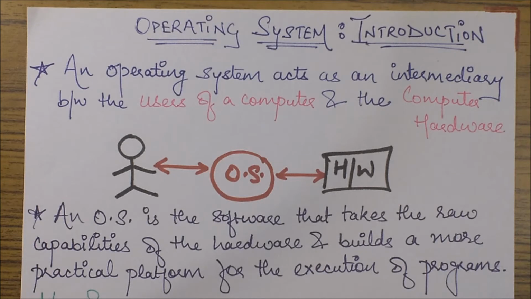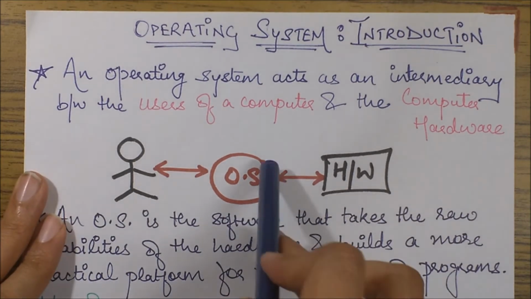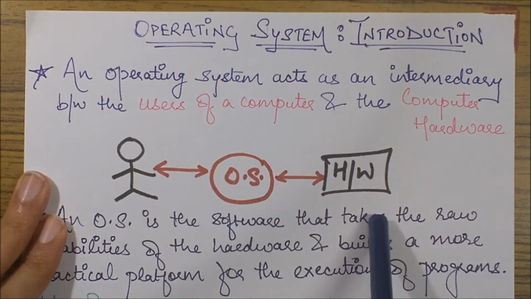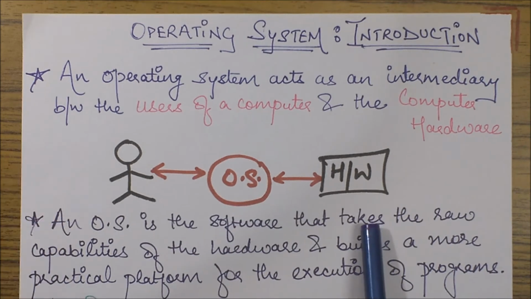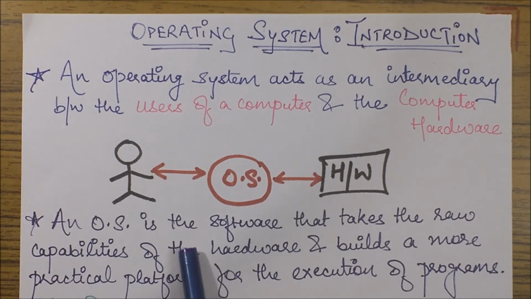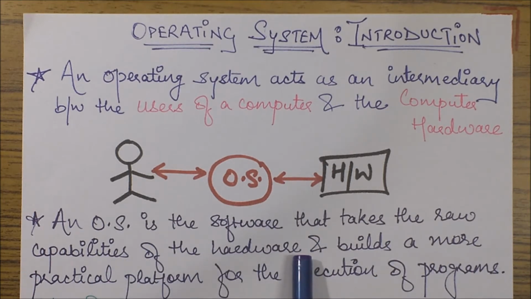So in this particular video, we're going to talk about the basic notion of an operating system. What is an operating system? An operating system acts as an intermediary between the users of a computer and the computer hardware. So it is basically the intermediate between a user and a hardware. Now, how is it an intermediate between them? An OS, operating system, is the software that takes the raw capabilities of the hardware and builds a more practical platform for the execution of the programs.